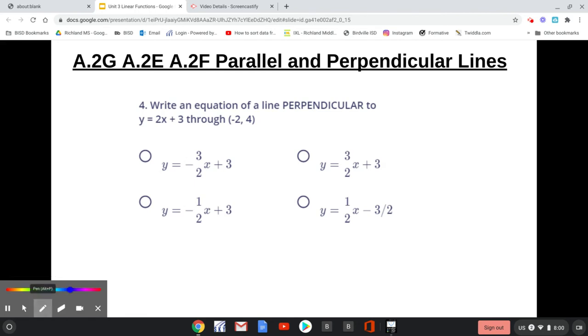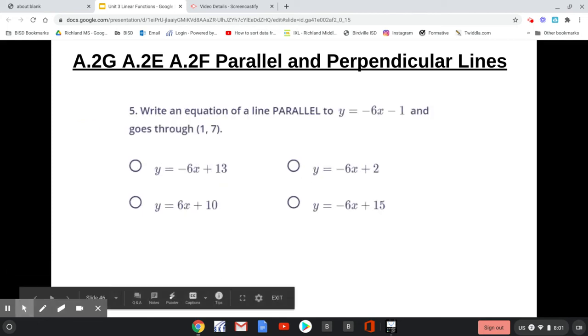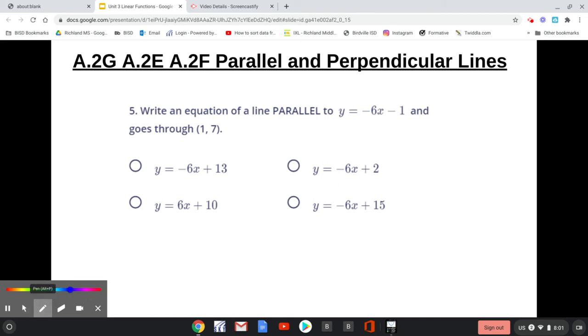Perpendicular means it's the opposite reciprocal. So we have 2x, so it will become a 1/2, negative 1/2. And we only have one that has that. So that's our answer. The other ones do not work. Okay, let's look at the next one. We have parallel, so we know our slope is the same. We have one here and here. We just need to see which one works.